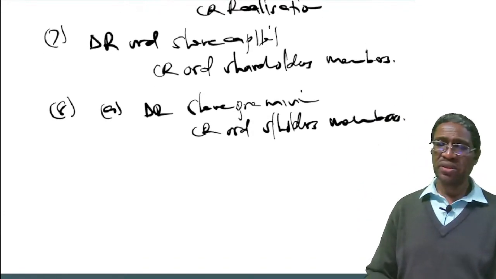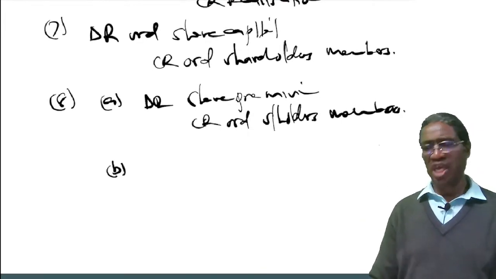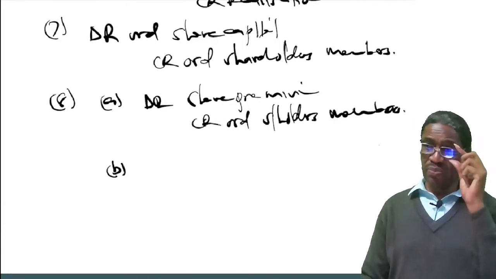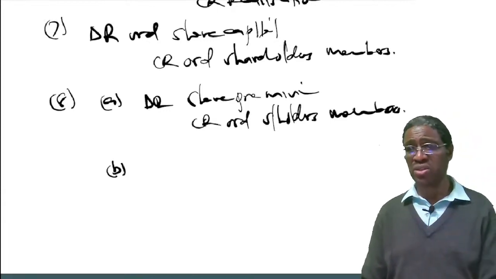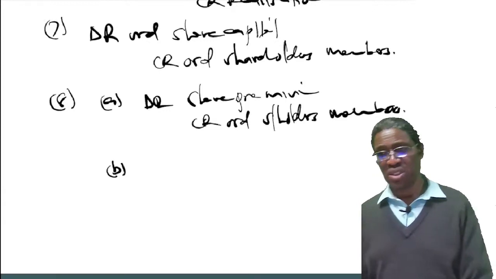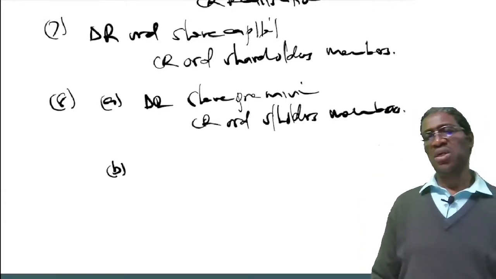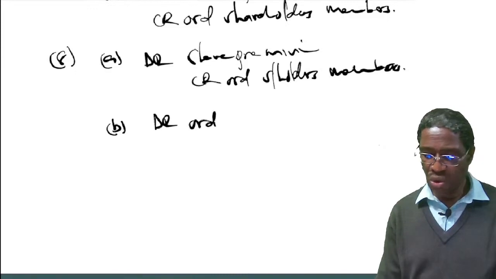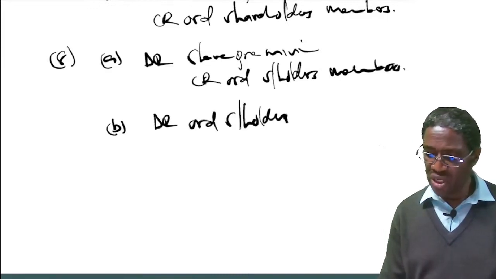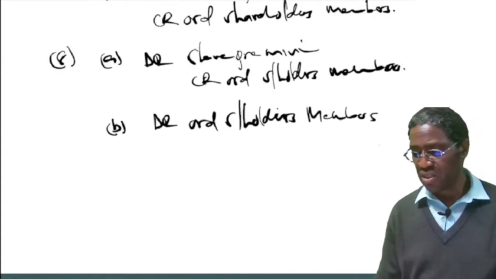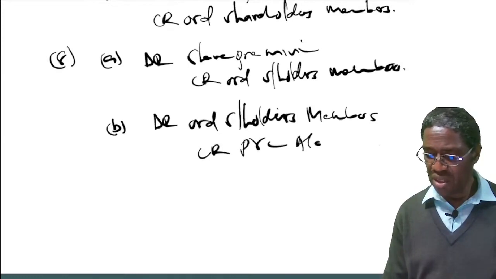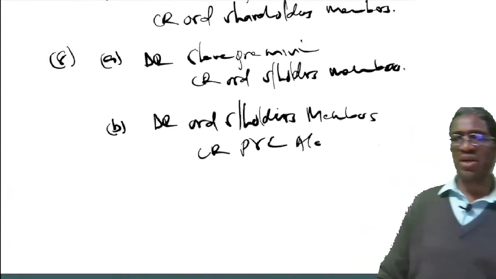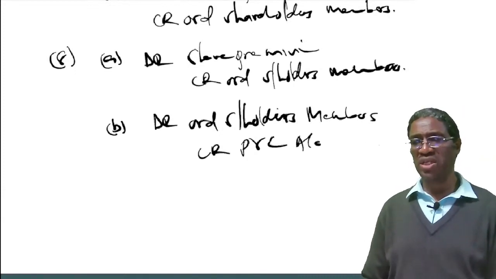Number B. If negative reserve, e.g. retained losses, debit ordinary shareholders members, credit P&L account, that is profit and loss. That's our entry number 8.